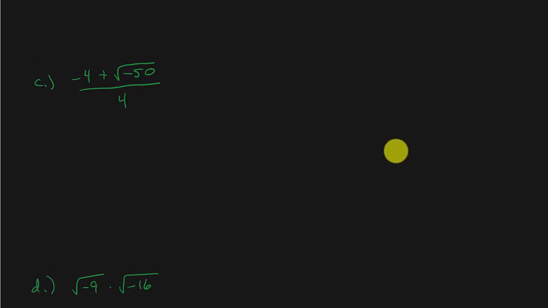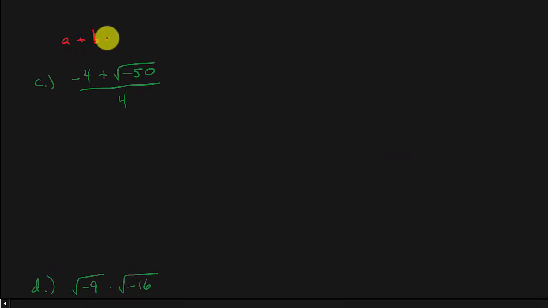All right, now what about this one? Negative 4 plus square root of negative 50 over 4. We want to write this in the form a plus bi. That's the form we want it in. So let's get started. First thing I'm going to do is simplify this radical. That's all I'm working on, is simplifying that radical.